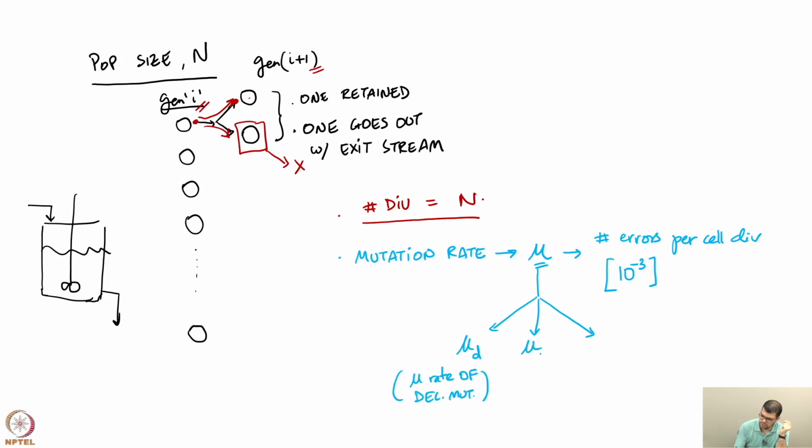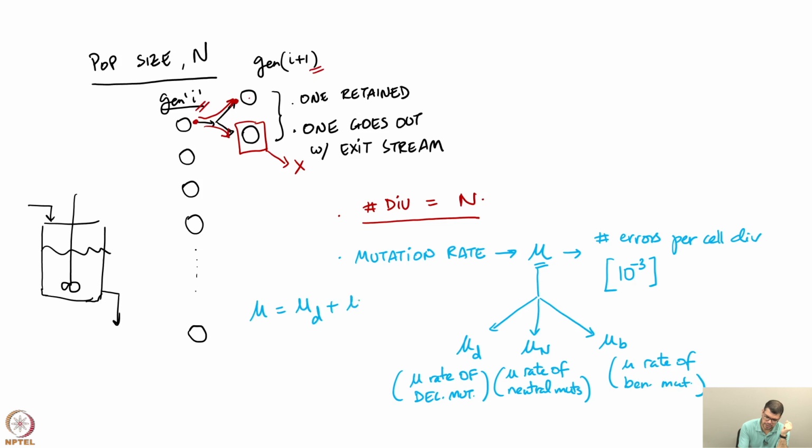This is also inclusive of mu n, which is the mutation rate of neutral mutations, and this also includes mu b, which is the mutation rate of beneficial mutations. In fact, as we can see, mu is simply the sum of all three: mu deleterious, mu neutral and mu beneficial. Again, remember that these are highly environmental context dependent.